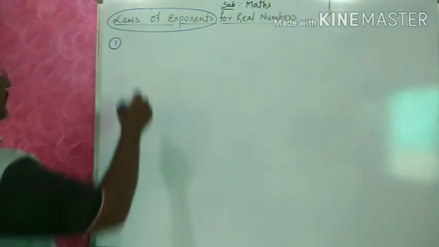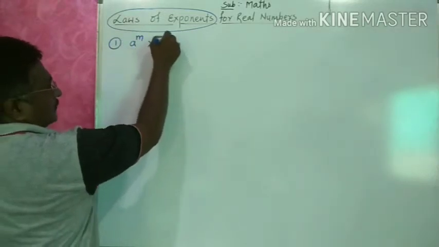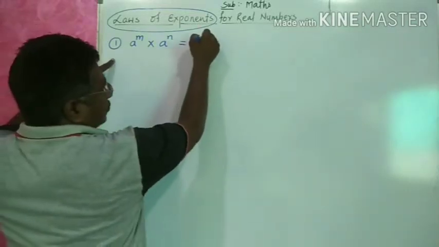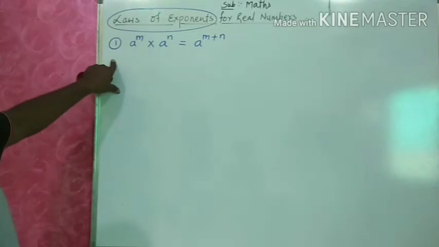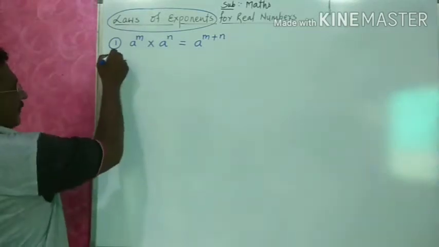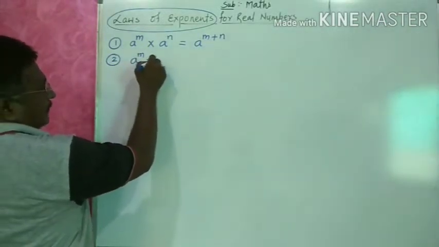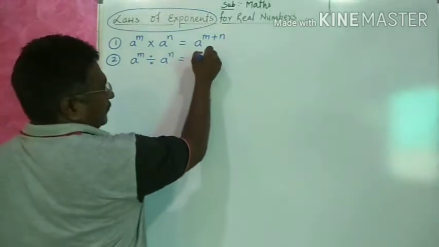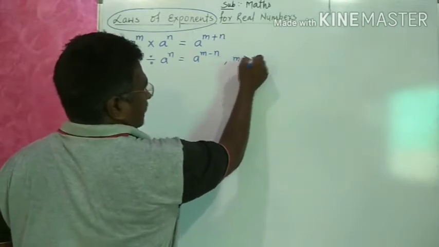First law you studied: a raised to the power m into a raised to the power n equals a raised to the power m plus n. This law you studied. Second: a raised to the power m divided by a raised to the power n equals a raised to the power m minus n, where m is greater than n.